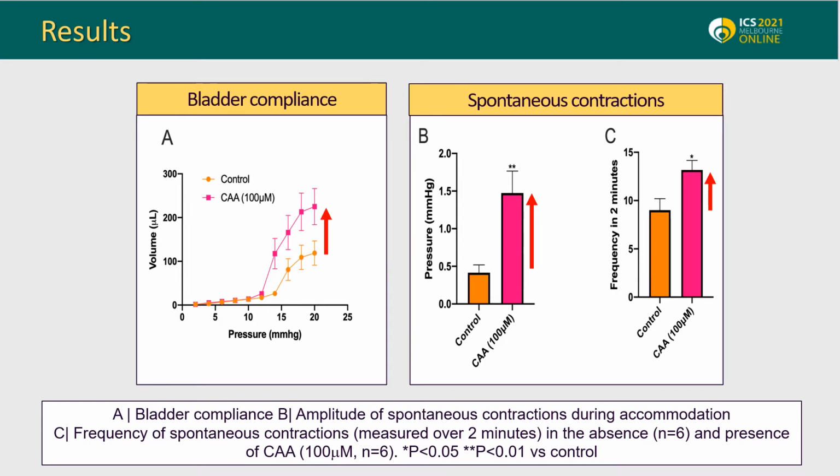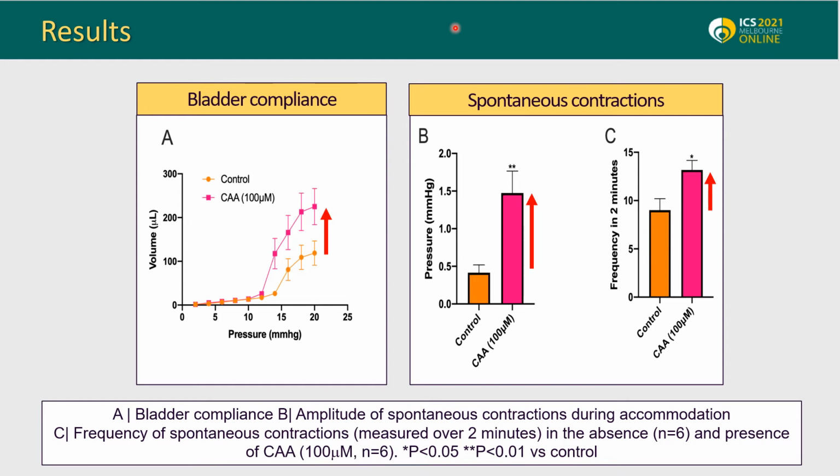We found that intravesical application of chloroacetaldehyde increased bladder compliance at pressures above 12 millimeters of mercury, seen here on the left. Control bladders are shown in orange and chloroacetaldehyde treated bladders are in pink. You can see the significant increase in compliance following chloroacetaldehyde treatment.